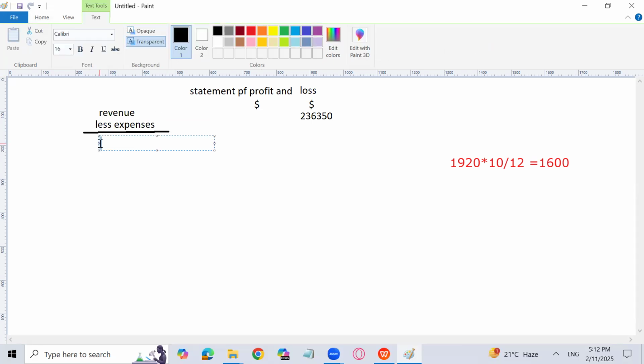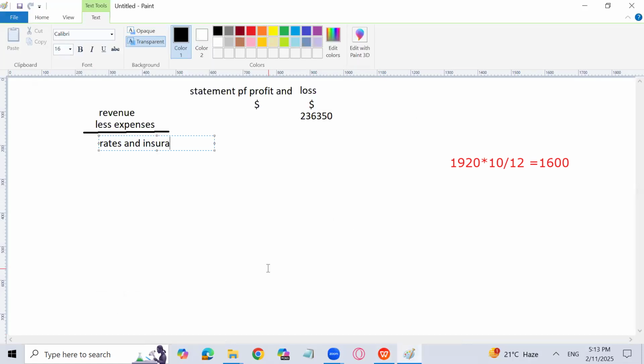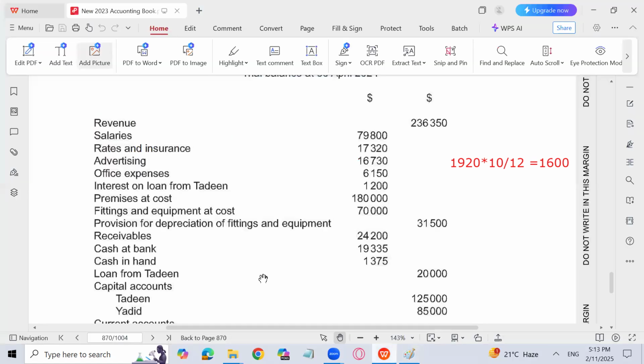So first of all, I will write rates and insurance. Rates and insurance is given 17320, but I will subtract 1600 from rates and insurance because 10/12 is the prepaid expense, which should not be part of the rates and insurance. That is, insurance has been paid for the next financial year and for the 10 months. 17320 minus 1600 is 15720. Okay, so I will write 15720.